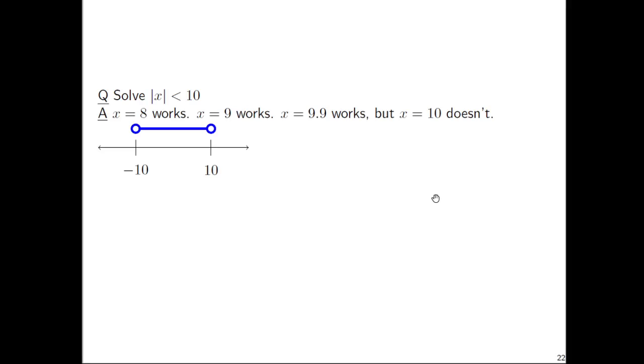Okay, let's solve absolute value of x less than 10. Again, the thing to do is just plug in values of x to see what works. x equals 8 works, x equals 9 works, x equals 9.9 works, but x equals 10 doesn't.